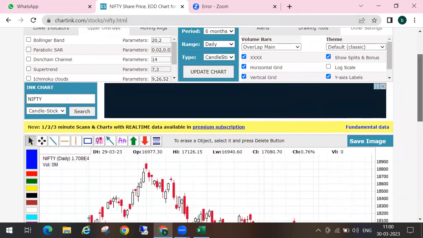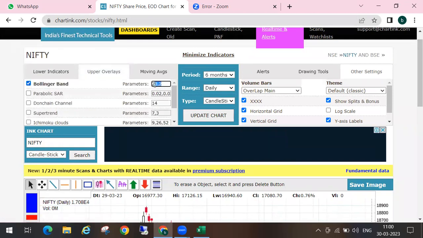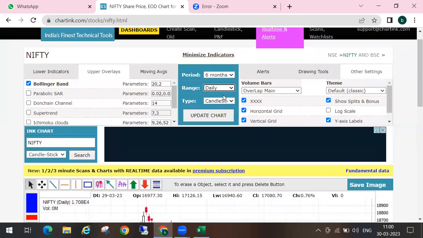Now what I will do is go to the upper overlay. There are three tabs: middle tab, upper overlay, Bollinger Band. See here, the parameters are 20 and 2. What does this mean? 20 is the number of periods. Since we are seeing the daily Nifty chart, that means 20 days. Whatever calculation is behind the band, it is based on the last 20 closing prices, the last 20 days including yesterday.